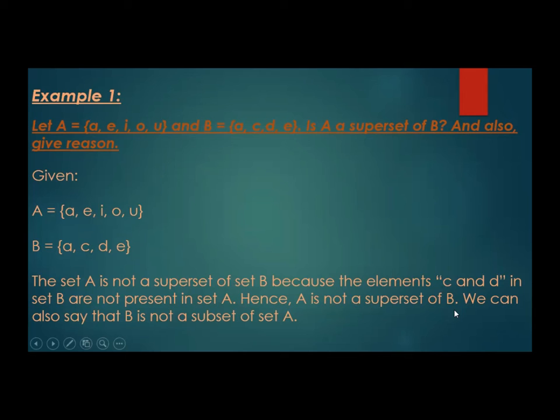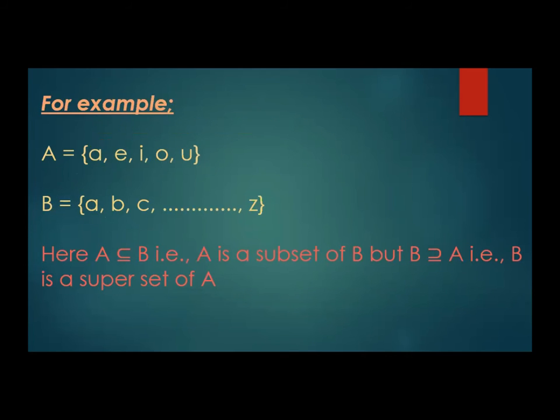We can also say that B is not a subset of A. So whenever we have these types of sets, we consider that if they have no same elements in the subset, it means that A is not a superset. Now A equals {a, e, i, o, u} and B equals {a, b, c, and so on till z}, meaning that all the alphabets are present in set B, and this time set B becomes a universal set.